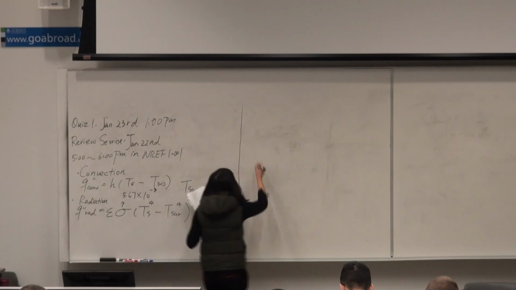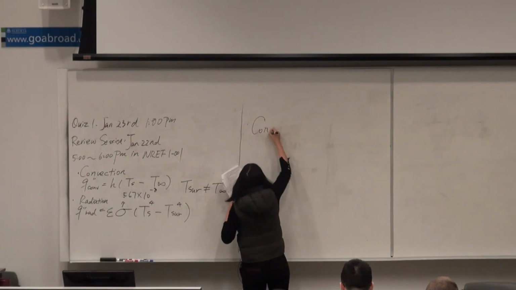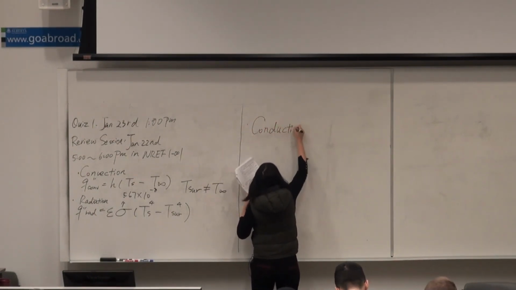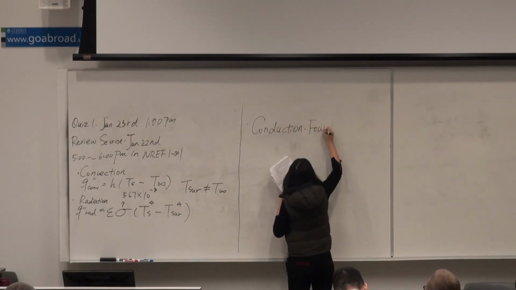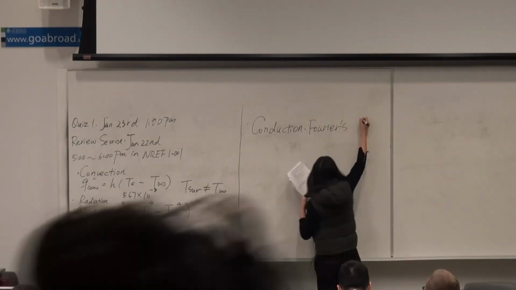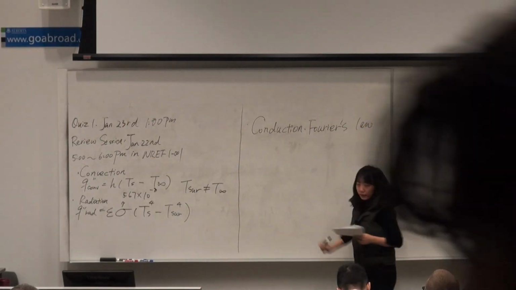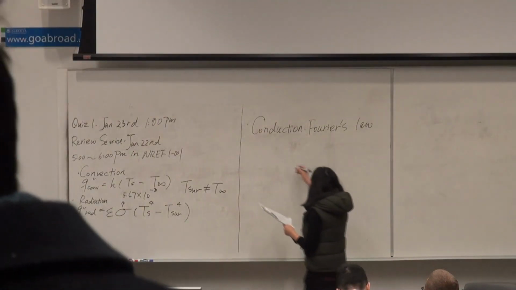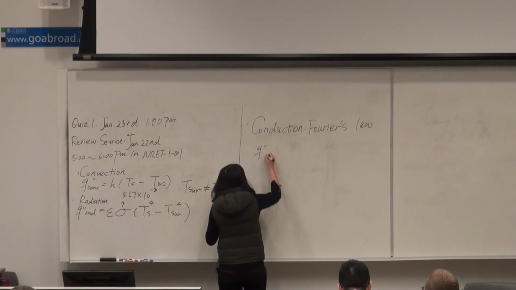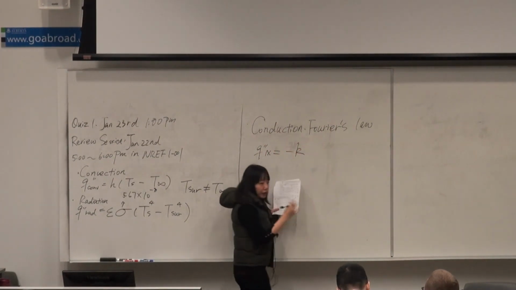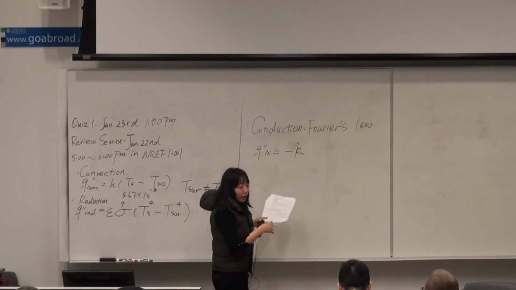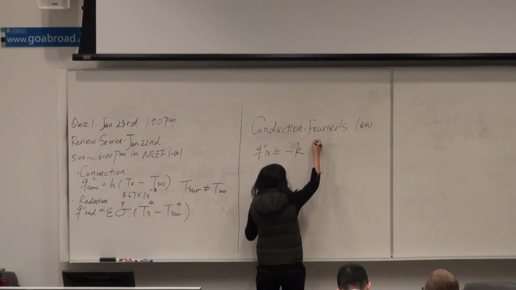And the third one we learned is conduction, also called Fourier's law. In one dimension, it is captured by the temperature gradient along the heat transfer, the direction of heat flow.